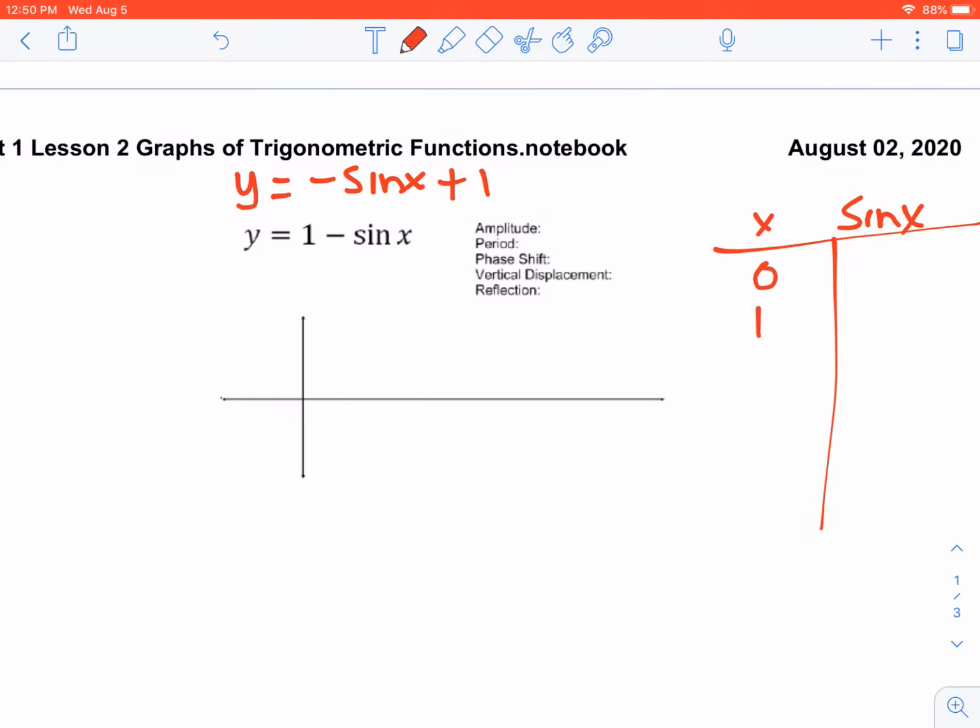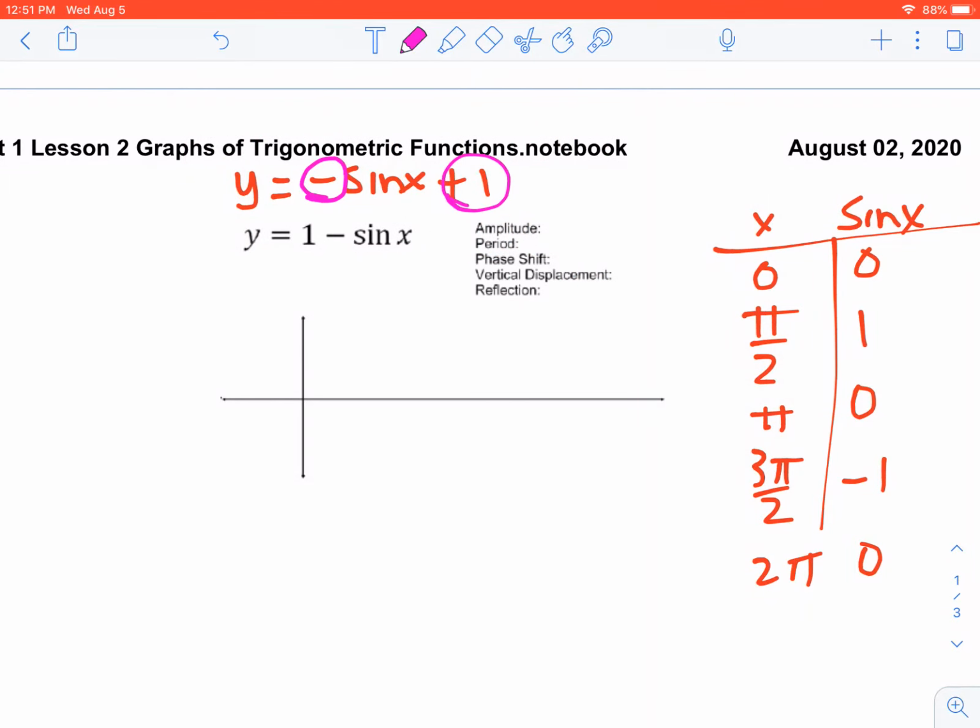So I start out with 0, broken record, pi over 2, pi, 3 pi over 2, 2 pi. The sine of x starts at 0, goes up to 1, back to 0, down to negative 1 to 0. But this time we have 2 parameters causing changes. But those parameters, again, are both on the outside. So these are both affecting your y coordinate.